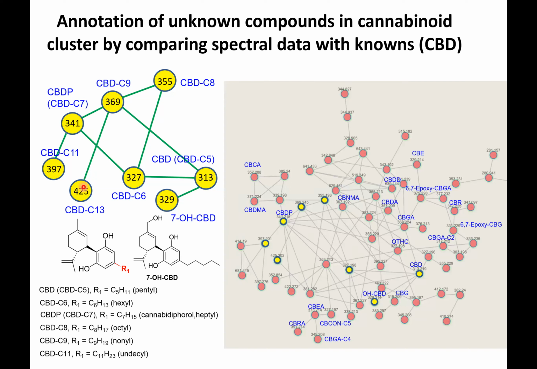So that means that for each of these components that everybody is annotating, there are probably maybe 10 more of those, where the variability, or the chemical diversity, is caused by the chain length.